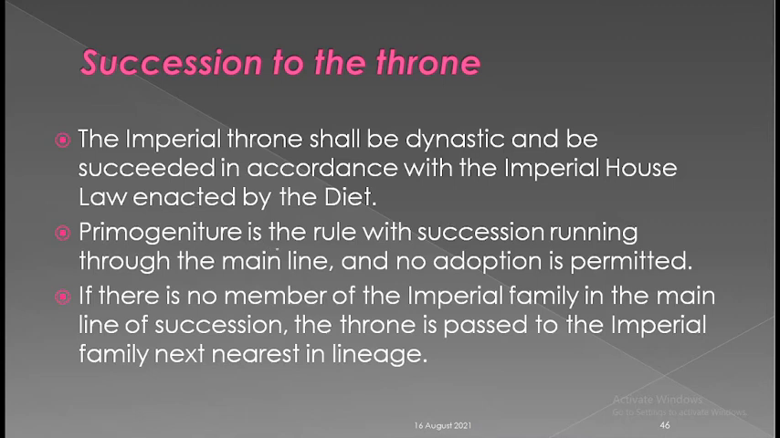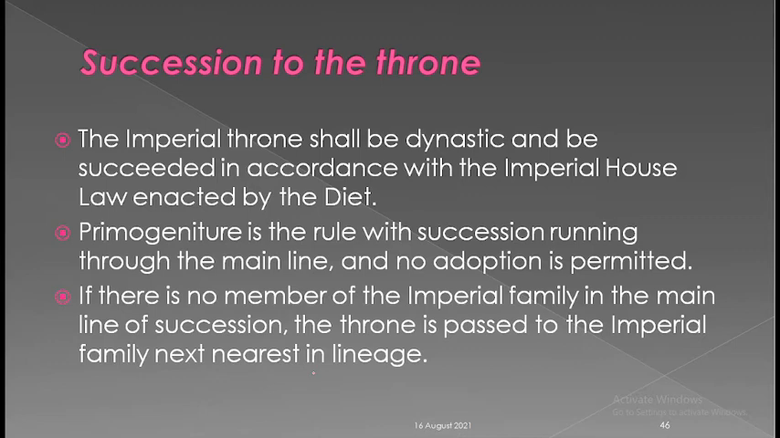Primogeniture, male line counted from father to son, is the rule, with succession running through the main line, and no adoption is permitted. If there is no member of the imperial family in the main line of succession, the throne is passed to the imperial family member next nearest in lineage. It cannot be given to another family. It has to be from the same family.